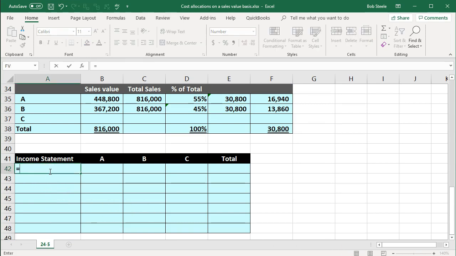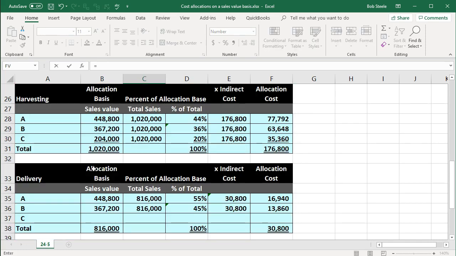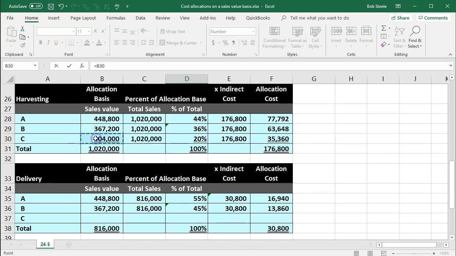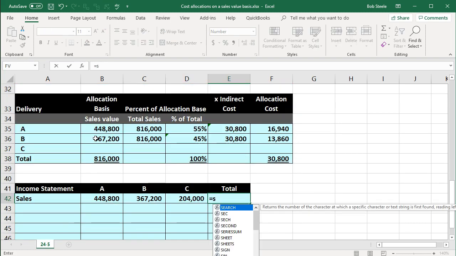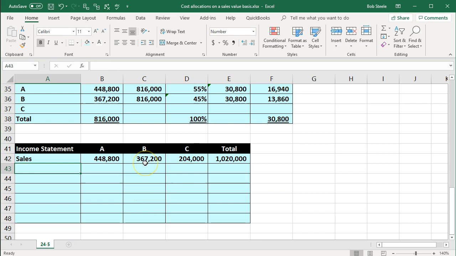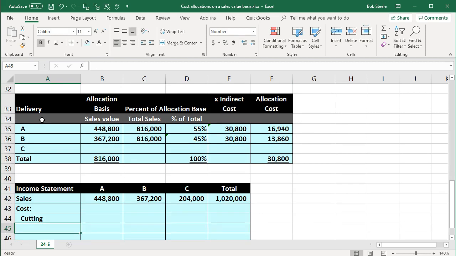So we know that the sales are going to be, let's just type in sales. For A, the sales are, I'll just pick it up from here, 448,800. For B, the sales are 367,200. And for C, the sales are 204. If we sum that up, that's going to be the 1,020,000. Then we have the cost, and the cost is going to be the cutting. So we have the cutting cost. That's going to be the first one we calculated up top.